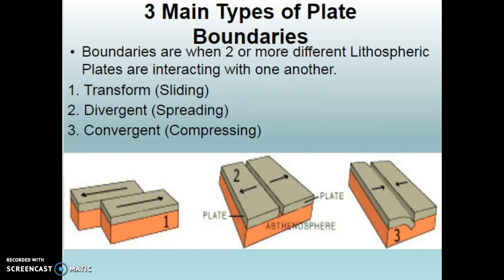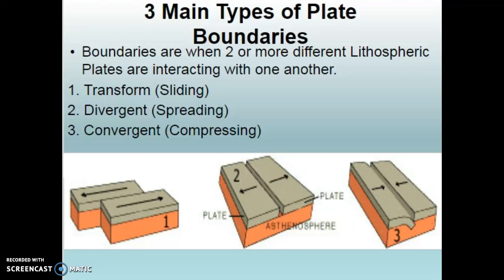So there are three types of plate boundaries. There's convergent boundaries, there's transform boundaries, and there's divergent boundaries. The convergent boundaries come together, and they form mountains and volcanoes. Divergent boundaries spread apart, and they form mid-ocean ridges, spreading centers, and rift valleys. You've probably heard of one, the African Rift Valley.